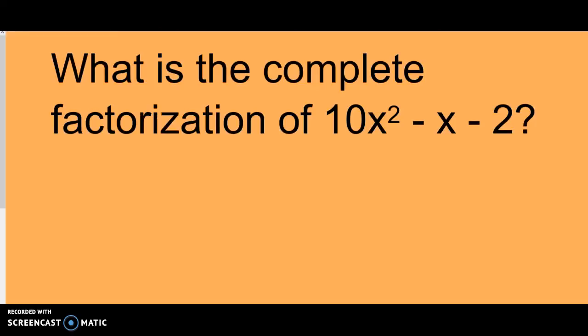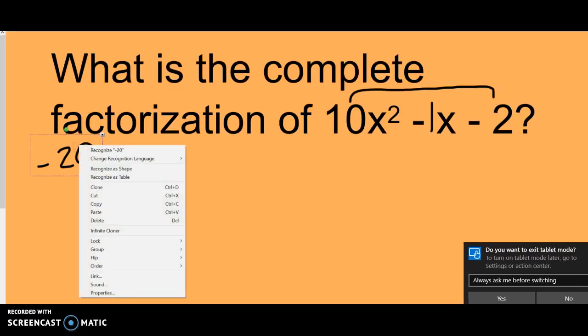Okay, so what is the complete factorization of 10x squared minus x minus 2? So when you're relearning or you're learning something again, sometimes it's better to put, if you have a 1 in there, put that 1 there so you know that that really means 1. So we're looking for factors of negative 20, because 10 times negative 2 is negative 20. So let's go list all of our factors of negative 20. Now, I just deal with positive numbers, and then I play around with the signs.